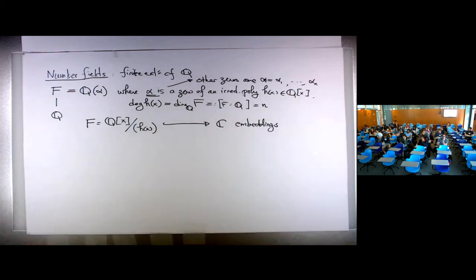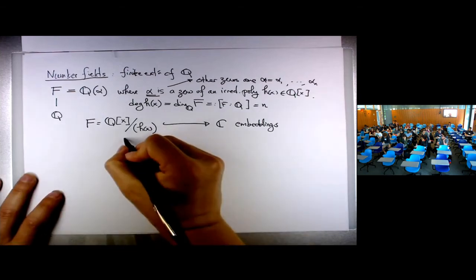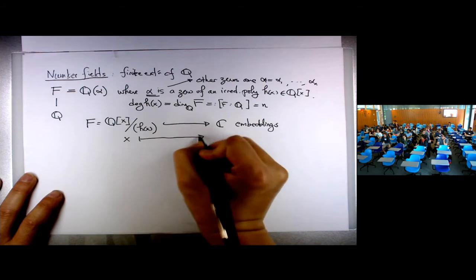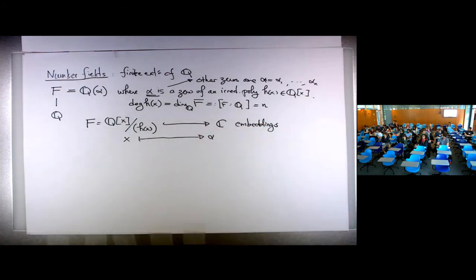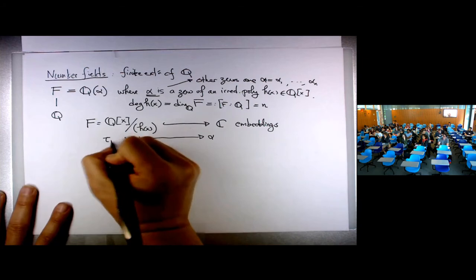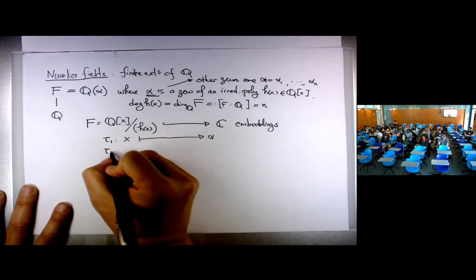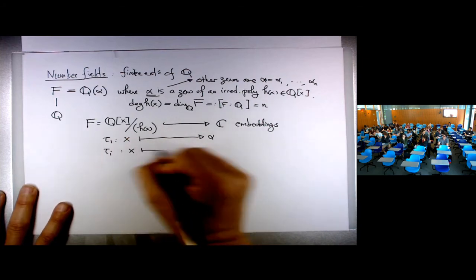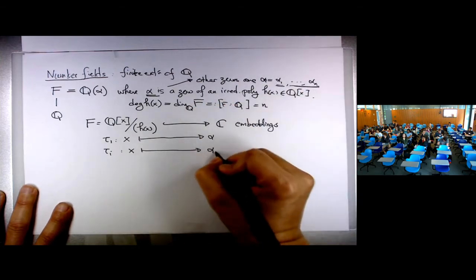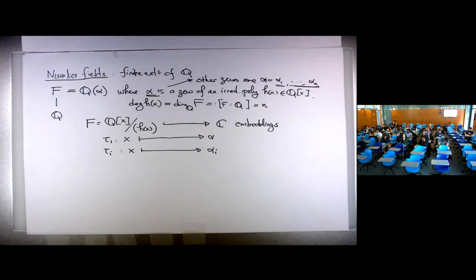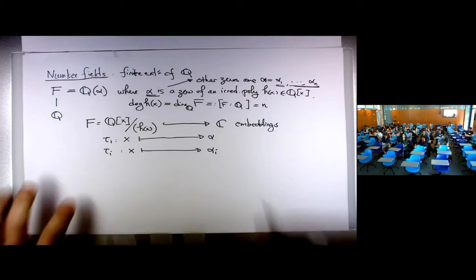When we choose a way to embed this into C, I'm allowed to send this x to, in our mind, alpha 0. So this is called, let me call it, tau 1. I can also send it to other zeros of the same polynomial, so these alpha 1 and all the alpha i's. They all form different embeddings of F in C. And there are precisely n such embeddings.